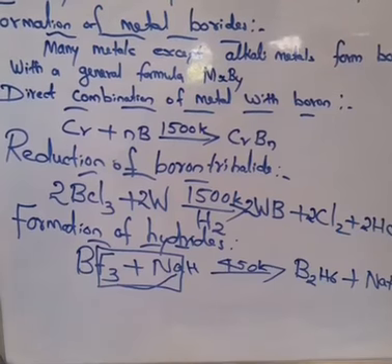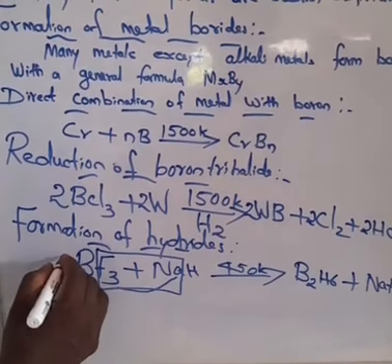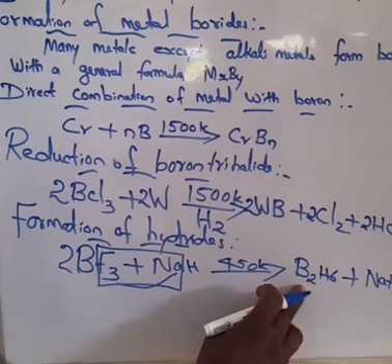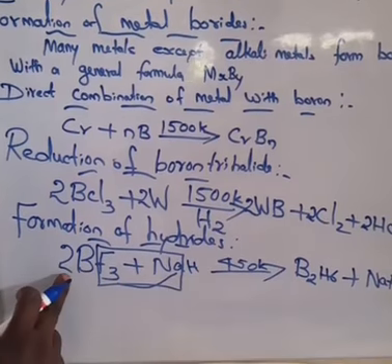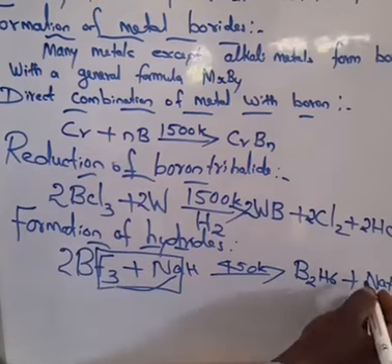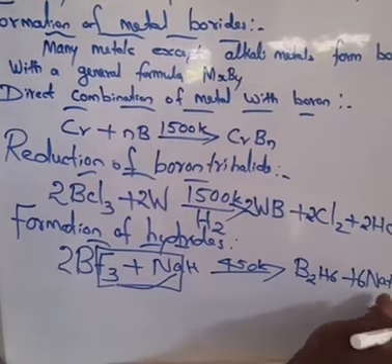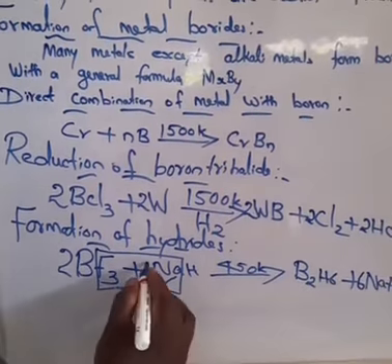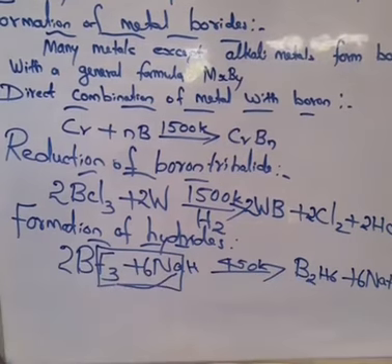Balancing the equation is very, very important. How can you balance the equation? Make it 2 here because there are 2 borons. Now the fluorine is 2 times 3, equal to 6, so make it 6 here. Now sodium is 6 and 6. So the equation is balanced.